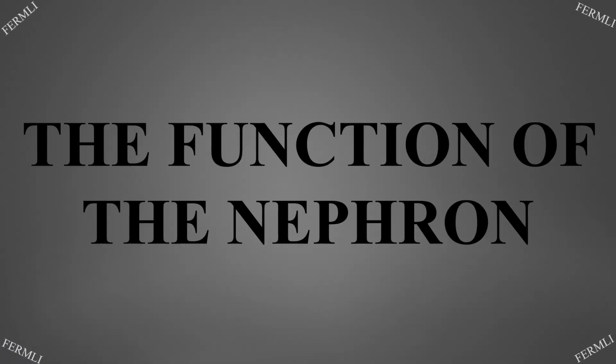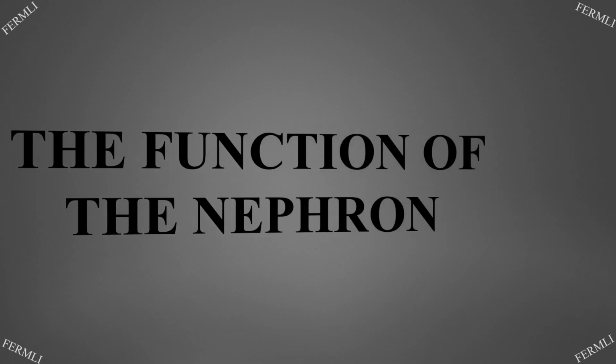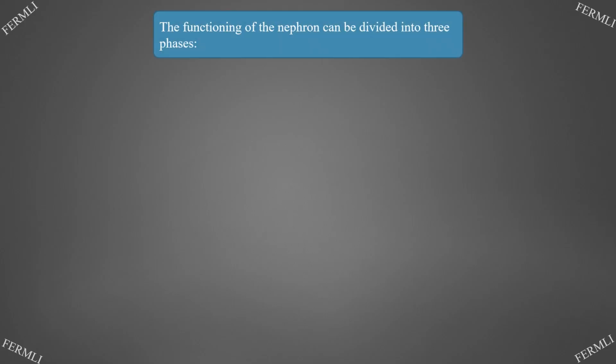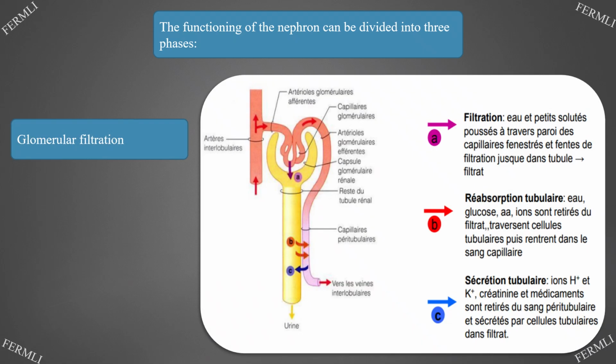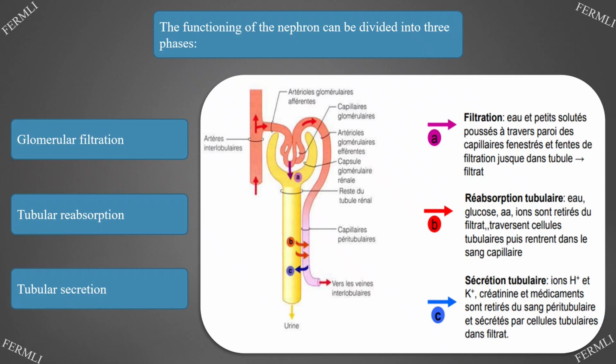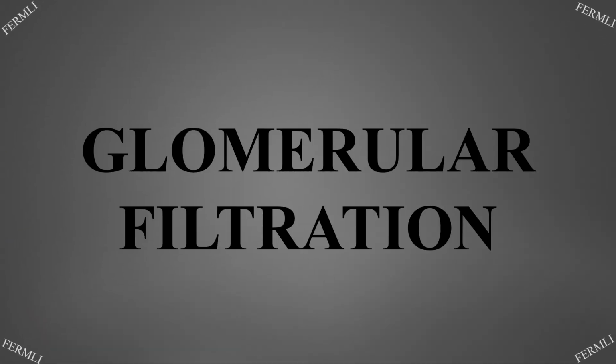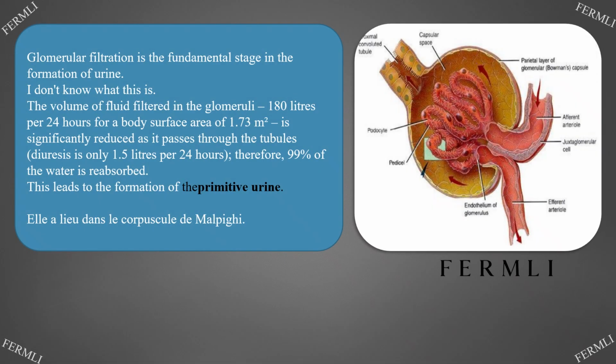The function of the nephron. The functioning of the nephron can be divided into three phases: glomerular filtration, tubular reabsorption, and tubular secretion. Glomerular filtration. Glomerular filtration is the fundamental stage in the formation of urine.